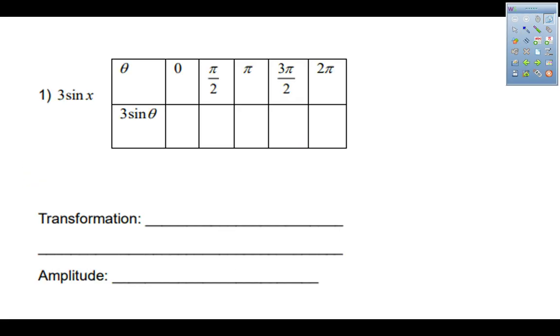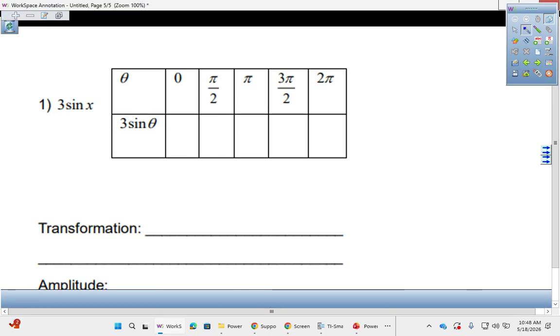So let's look at your first example. It looks like this. It's 3 sine of x, all right? 3 sine of x. Every single time I get a table like this, what I do is under the table I write the OG, the original sine critical points. Sine's critical points are 0, 1, 0, negative 1, and 0.